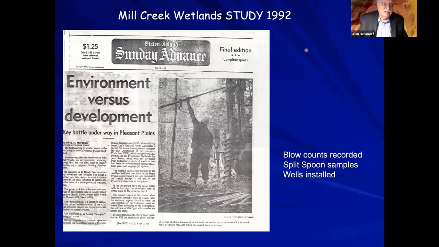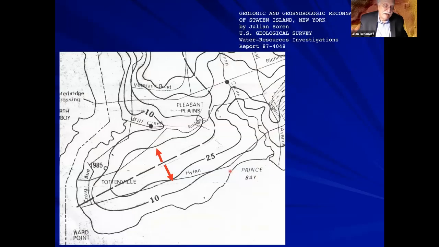Then there was a second study that I was involved with. A builder wanted to build some houses in this area of Pleasant Plains on Staten Island. The problem was, we thought there was a high water table here, and the builder thought there was a perched water table, and he was going to put his septic tanks underneath it. So they came here and recorded the blow counts, the split spoon samples. You can see here's the pipe for the split spoon, and after they did this, they drilled with this so they could put the well in. And here's the water table map of the area.